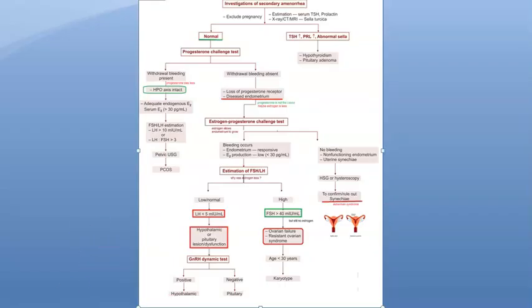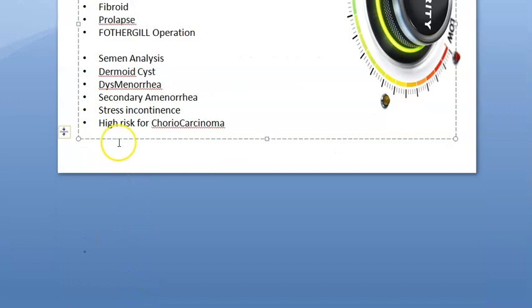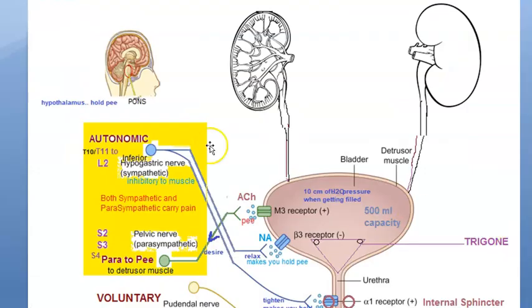Now let's go back to our beautiful top priority questions. Last two in this. Okay. Stress incontinence. Stress incontinence means urinary incontinence, right? So what do you know about incontinence? So what are the nerves for peeing and all that you should know.